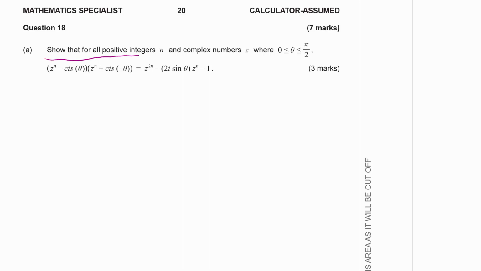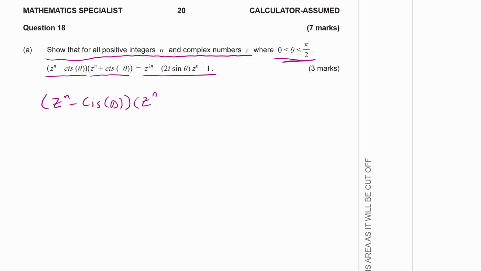Show that for all positive integers n and complex numbers z, where theta is between 0 and pi by 2, that (z to the n minus cis theta) multiplied by (z to the n plus cis negative theta) is equal to this. I'm going to do this just by starting with the left-hand side, expanding out, and seeing what we get. So we've got z to the n minus cis theta, and we've got z to the n plus cis negative theta.